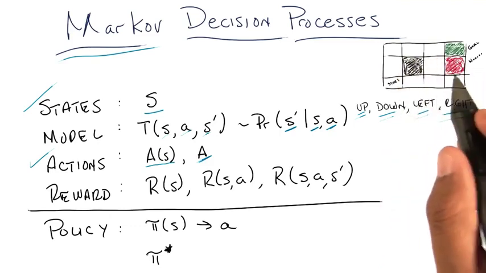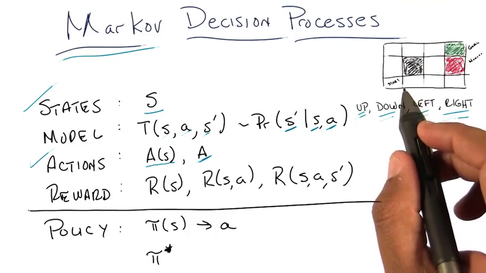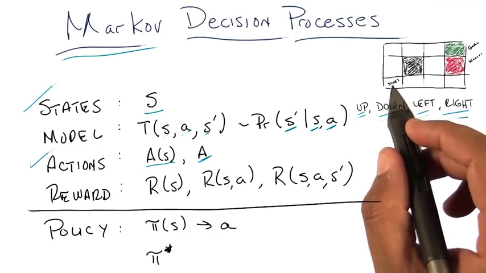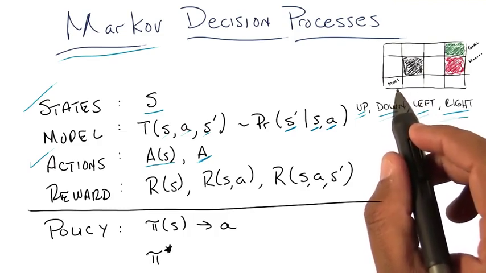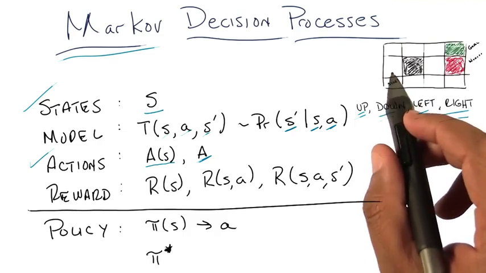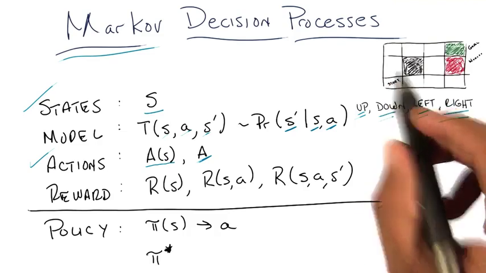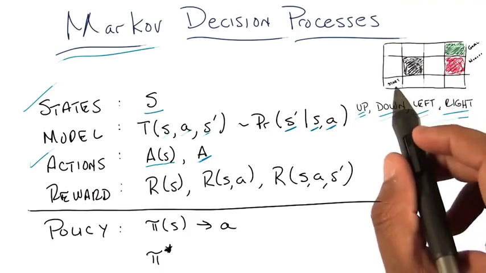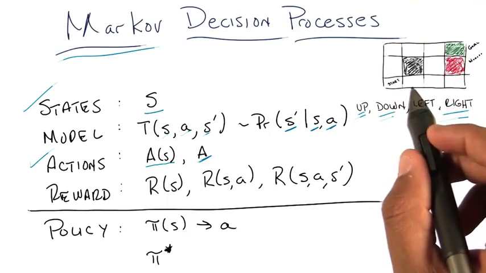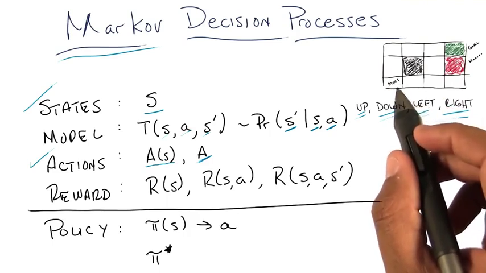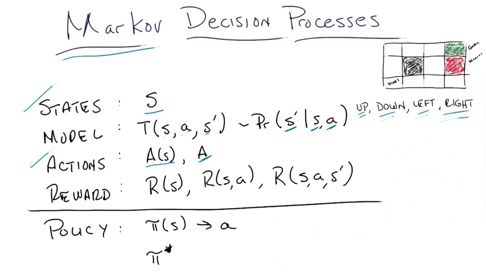Now, what about the case when we were in the non-deterministic world where an action would actually execute faithfully only 80% of the time? If I'm in the start state and I go up, what's the probability that I end up in the state above? That was 0.8. Right. What's the probability I end up in the state to the right? That was 0.1. And what's the probability I end up where I started? That was also 0.1. Right. And 0 everywhere else. And that's just sort of the way that it works.